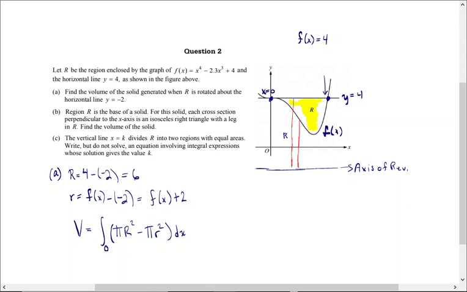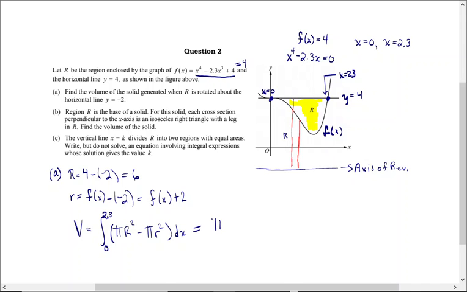Well, when you do that, you see x to the 4th minus 2.3x cubed plus 4. If you set that equal to 4, then the 4's would cancel. So essentially that gives you x to the 4th minus 2.3x cubed equals 0. And by factoring, you'll get x equals 0 and x equals 2.3. So I already have my 0, and this point right here will be x equals 2.3. All right, so that's going to be our rightmost endpoint when we integrate.